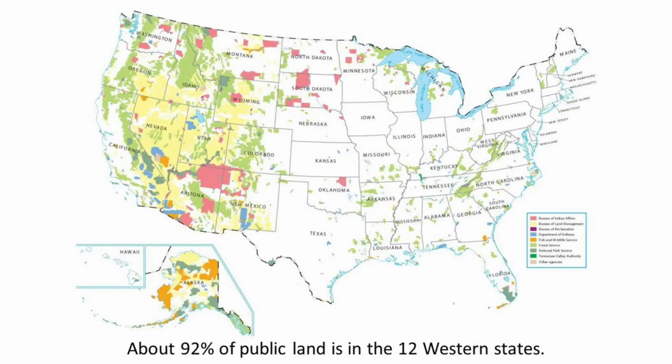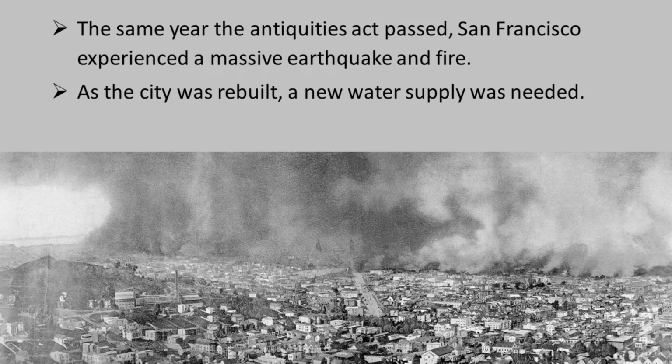So this was based on the U.S. for 92% of the public land in the 12 western states. And in the same year when this act was passed, San Francisco experienced a massive earthquake and fire. As the city was rebuilt, a new water supply was needed. That's why they needed to build dams and reservoirs.